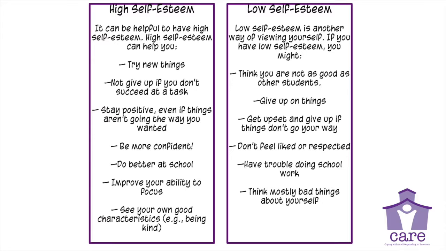Next, this is towards the bottom of page 70. We've got 2 boxes, one that says high self-esteem, one that says low self-esteem. The high self-esteem box is going to list different things that high self-esteem can help you do, like try new things and stay positive even if things aren't going your way and do better at school. And then the box with low self-esteem has some characteristics of students who maybe are struggling with their self-esteem. And so go ahead and read through each of those boxes. You can either read it out loud yourself, or as usual, you can have students take turns volunteering to read.